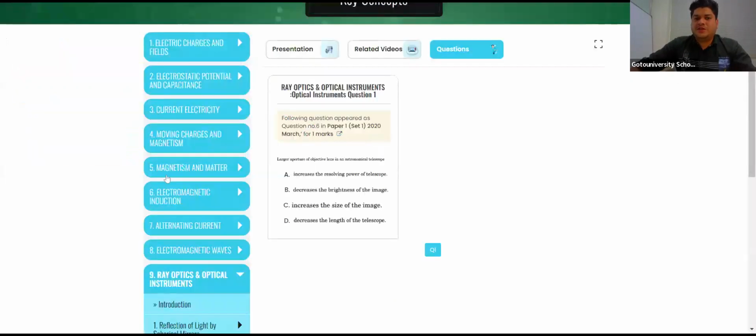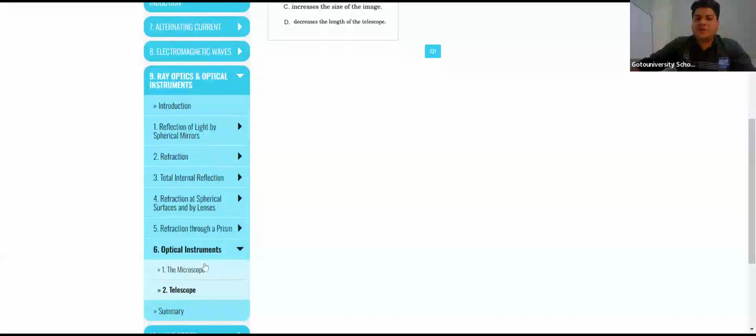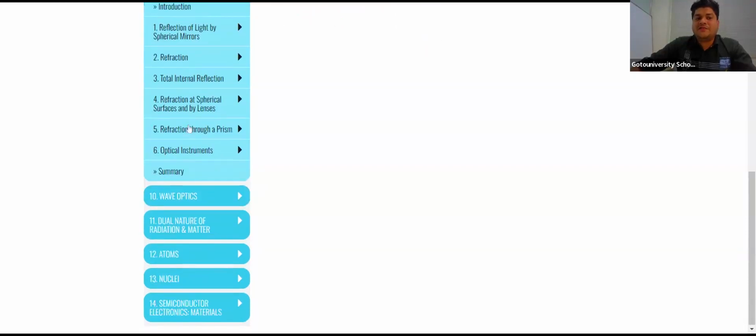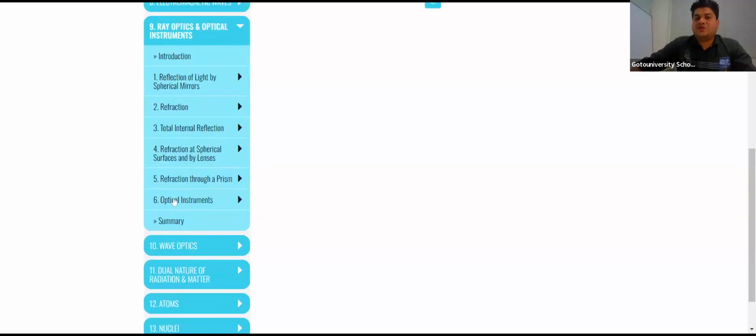So that was the chapter. In this chapter, we have studied all six things: reflection, total internal reflection, refraction by spherical surfaces and by lenses, then refraction by prism, and then we studied optical instruments. There were two optical instruments, the telescope and the microscope.